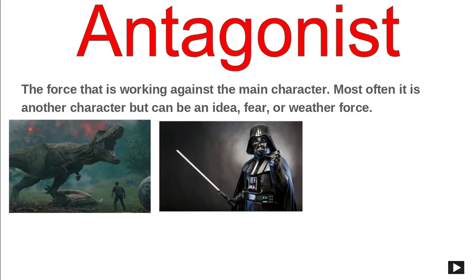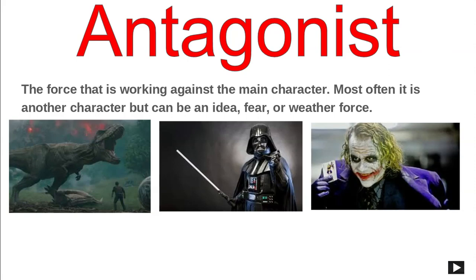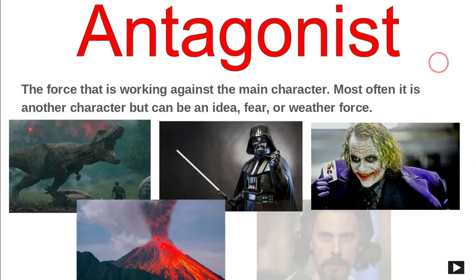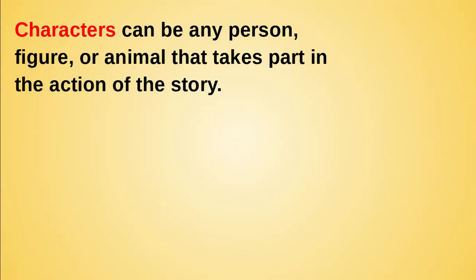In Jurassic Park or Jurassic World, we have dinosaurs. Another famous antagonist would be the Joker. Could be a volcano. This is a great antagonist for me in my favorite movie, The Princess Bride, the man with six fingers on his hand.